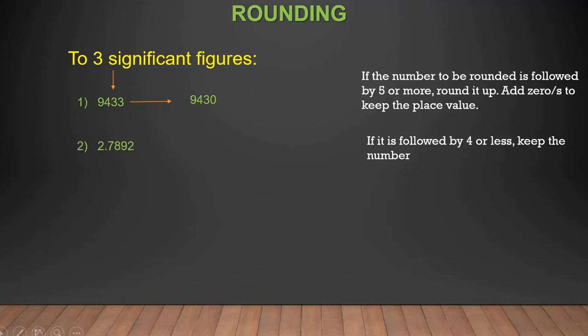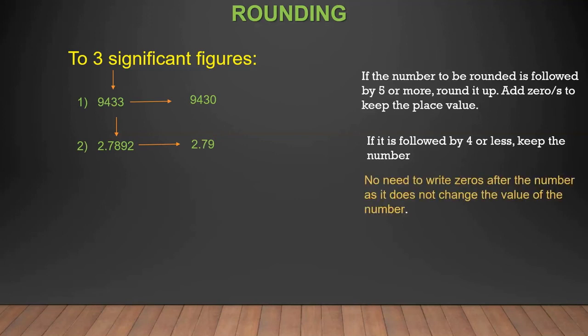Next, we have 2.7892. The third significant figure is 8 and is followed by 9, which is greater than 5. So we're going to round up 8 to 9. So we have 2.79. Again, there is no need to write zeros after the number as it does not change the value of the number. Next, we have 0.007867. The third significant figure is 6 and is followed by 7, which is greater than 5. So we're going to round up 6 to 7. So we have 0.00787.